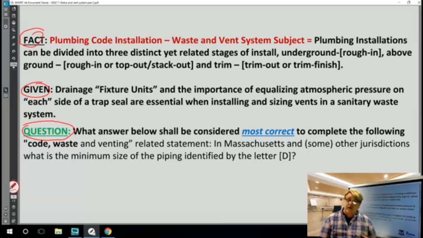Underground, which can be called underground rough-in, above ground, which can be called above ground rough-in or top out or stack out, and trim out and trim finish.